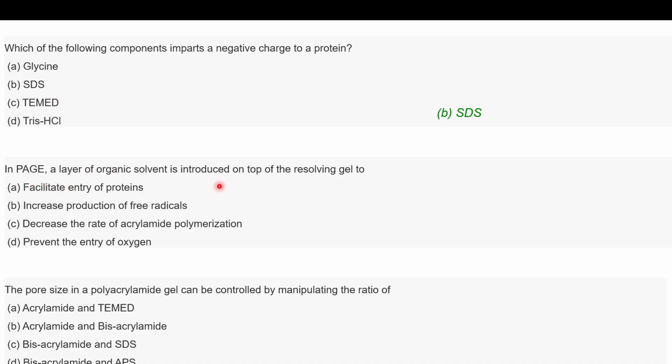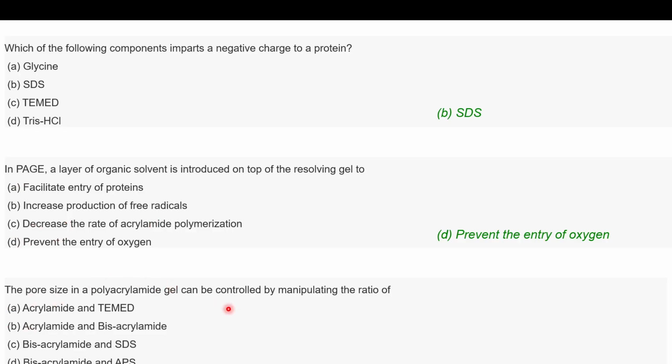In PAGE, a layer of organic solvent is introduced. Organic solvent like isopropanol is introduced on top of the resolving gel to actually increase the production of free radicals, or prevent the entry of oxygen. So we actually don't want to increase the production of free radicals, and we don't want to decrease the amount of free radicals. So we actually want to prevent the entry of oxygen so that the production of free radicals is not decreased. So the answer is option D.